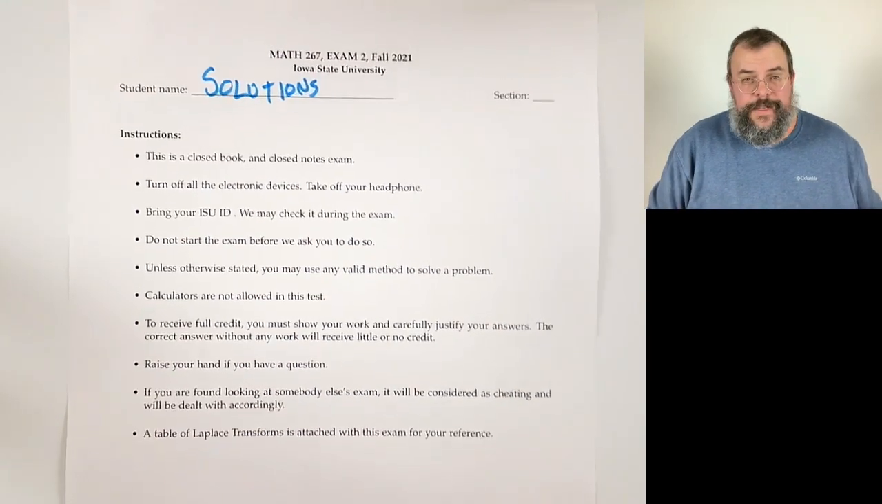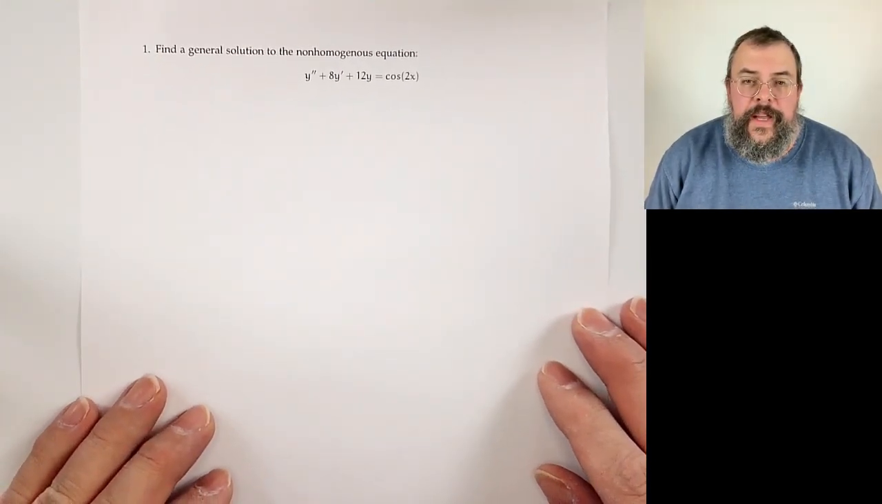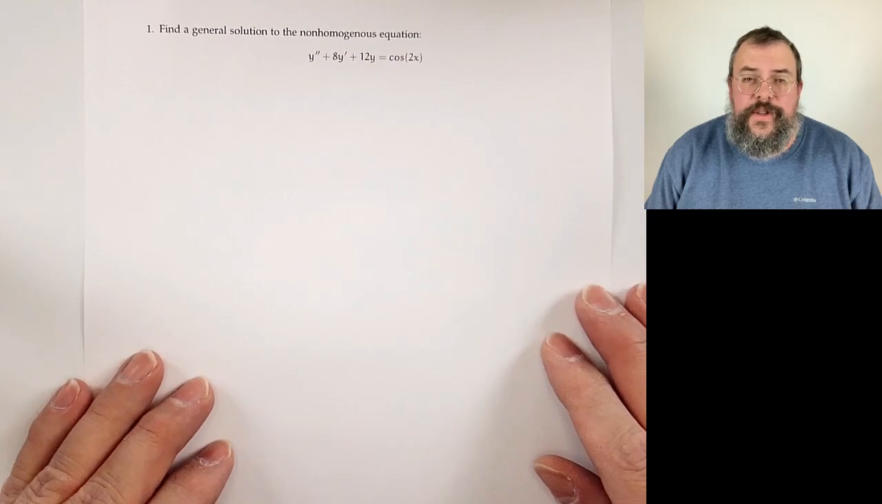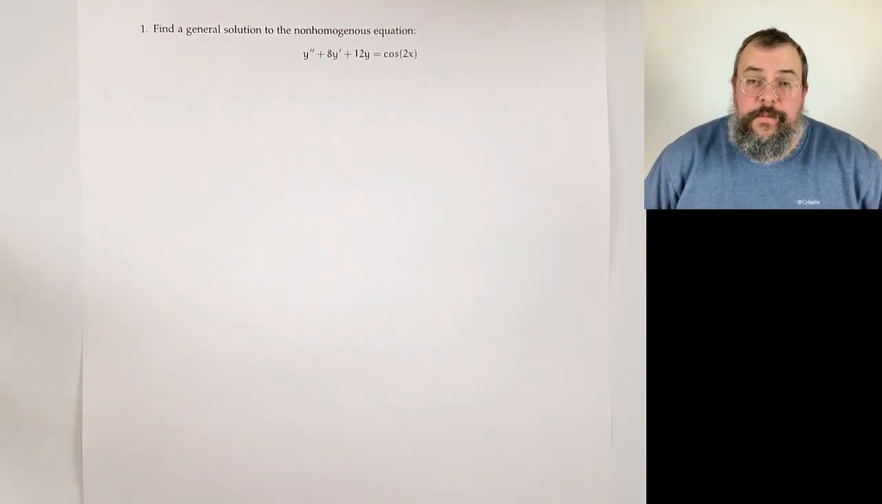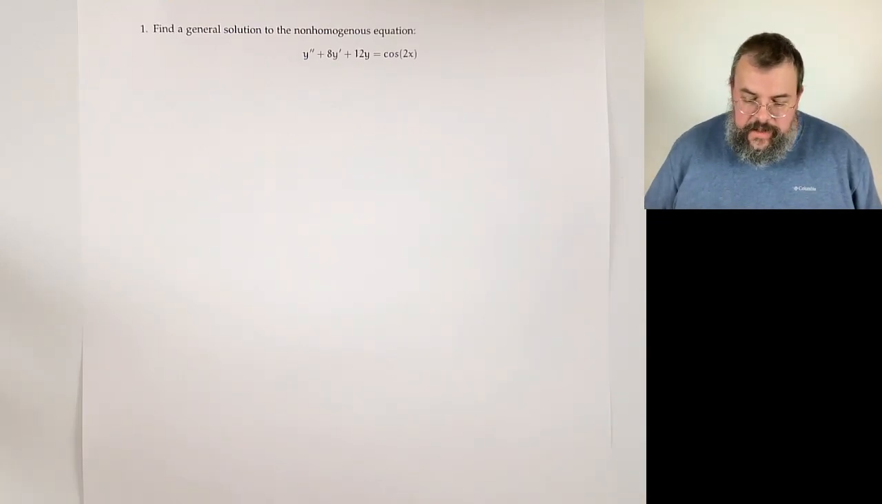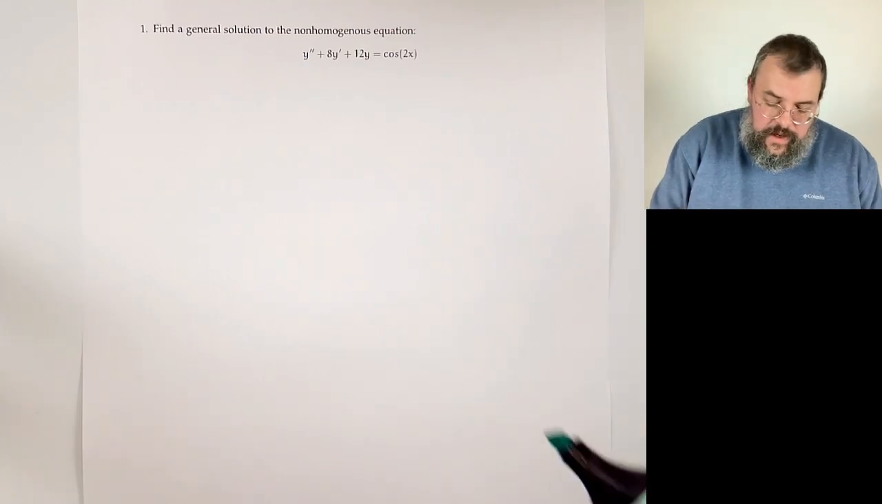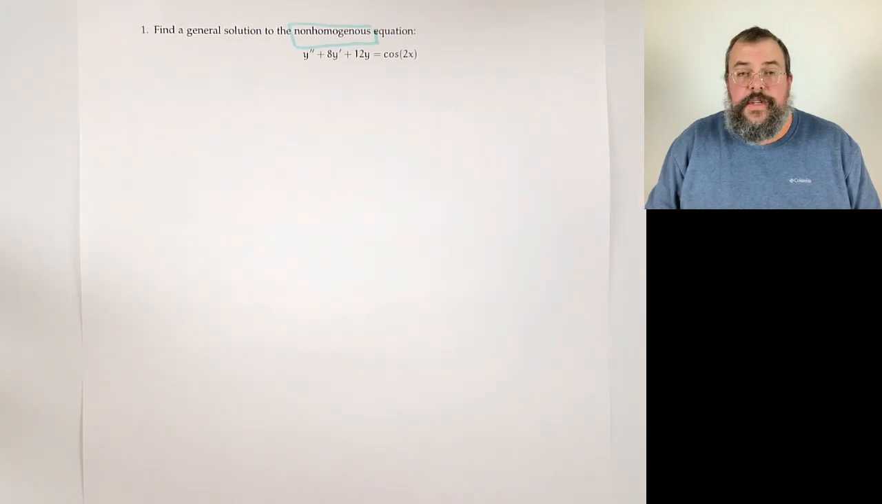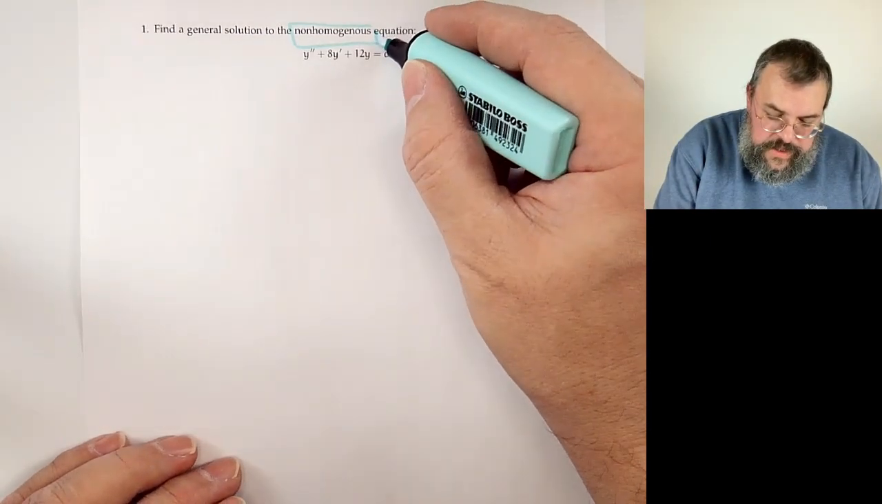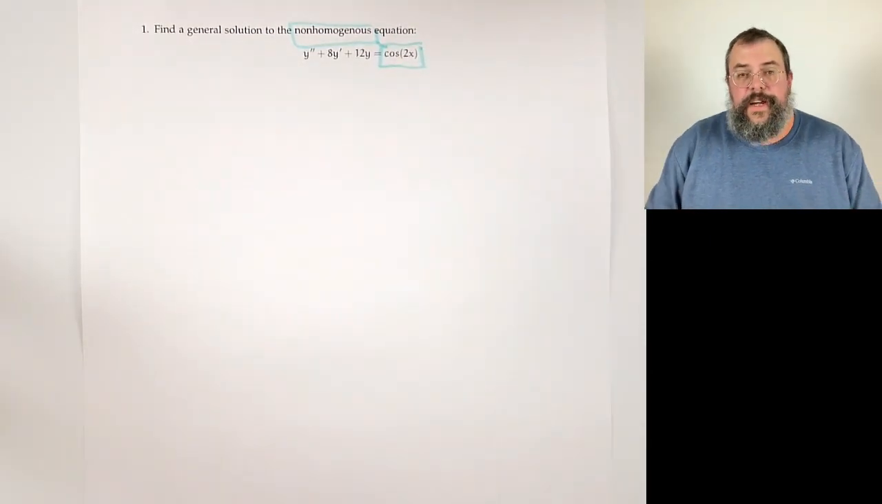Okay, so let's start. Number 1. Find a general solution to the non-homogeneous equation y double prime plus 8y prime plus 12y equals cosine 2x. Looking at this, we see a couple of things. Obviously, we see the word non-homogeneous, which says this is a non-homogeneous problem. But we know it's non-homogeneous because there's something right there.